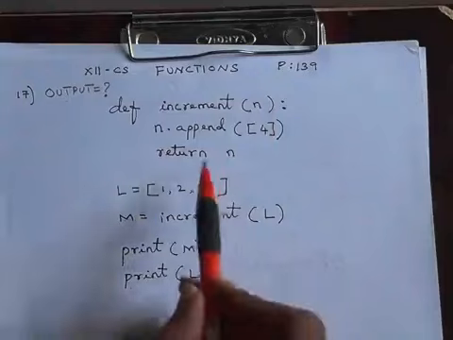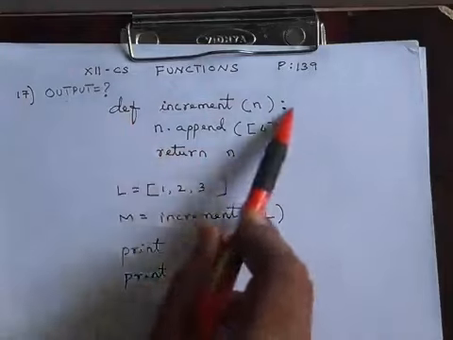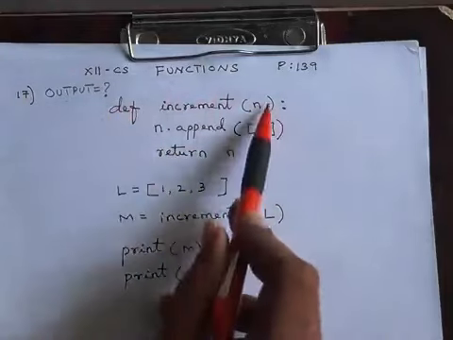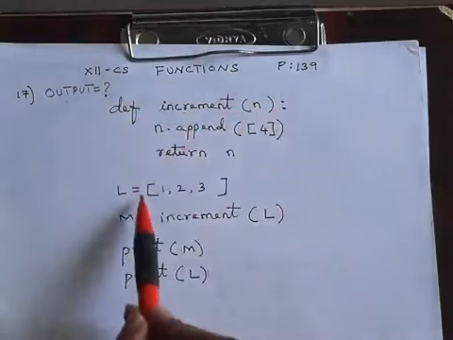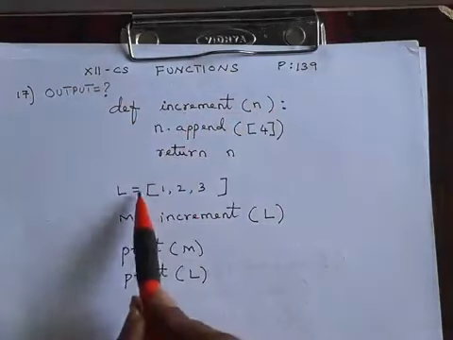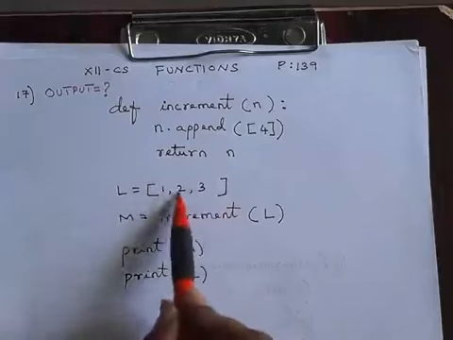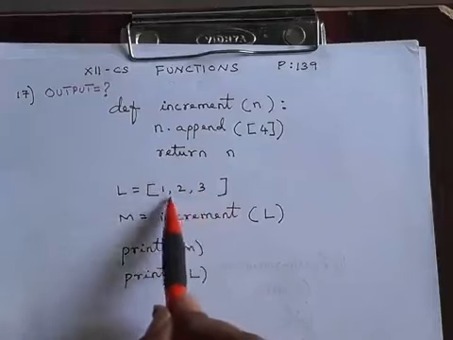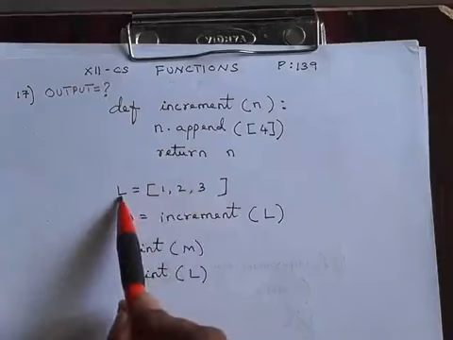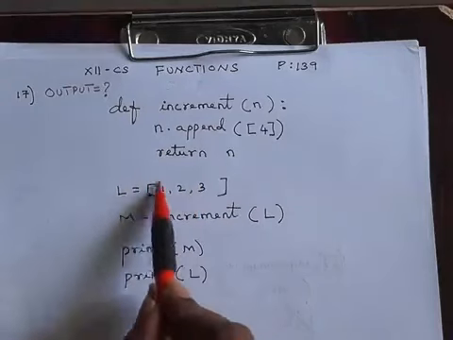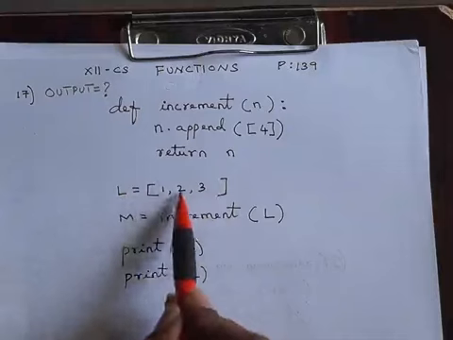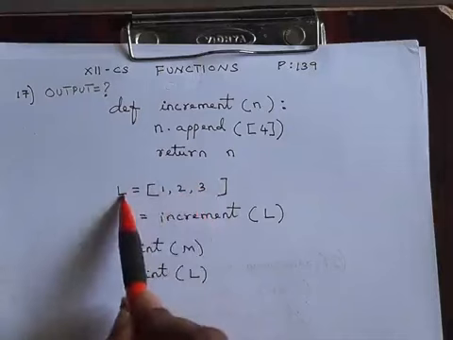Okay. So first you should not come to function definition. After the function definition only you have to come. Right? After the equal to, what is this? A list contains 1, 2, 3. So that value will be stored in L. Once again I am saying a list contains 1, 2, 3 that is saved in L.